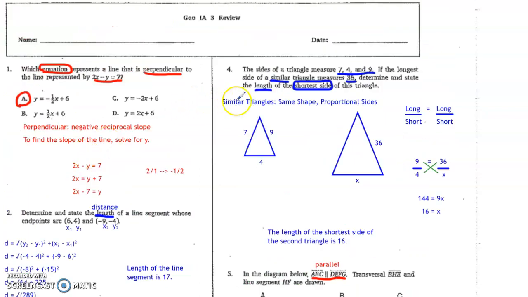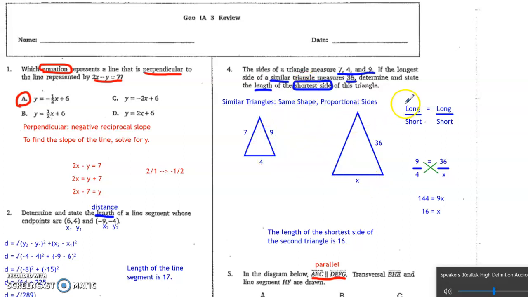For number 4, it tells us that they are similar triangles, which means same shape, different proportions, proportional sides. It says 7, 4, and 9 are the sides of the triangle. It also tells us the longest side on a similar triangle is 36. Since the longest side of the similar triangle is 36, that has to be this side here, considering that this is the longest side of the smaller triangle. So this is 9, this is 36. It's asking for the length of the shortest side, which is here, of the larger triangle.